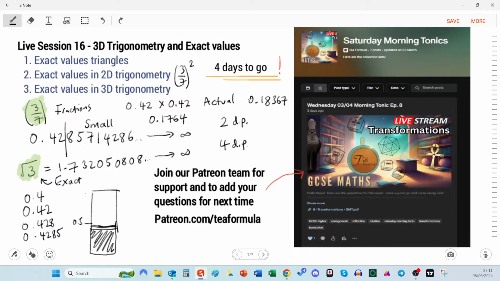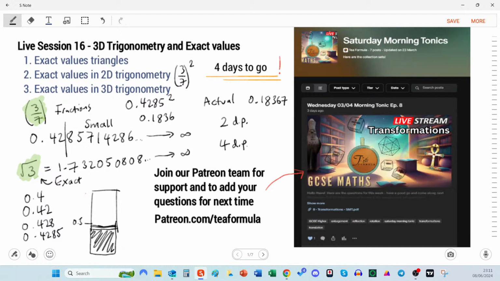Not ideal. However, if instead we pick 4 decimal places, so 0.4285 squared, that's times by itself, then we get 0.1836, which is going to be enough, if we rounded it to 2 decimal places, to be the same as if we'd used the full number. So you just need to use an accuracy a couple of decimal places longer than what your intention is going to be. Nice and clear, I hope.